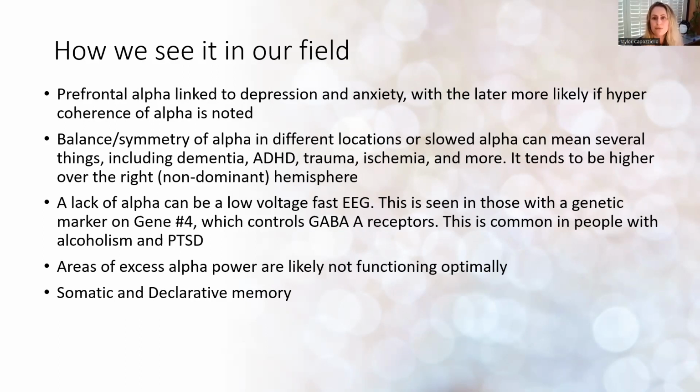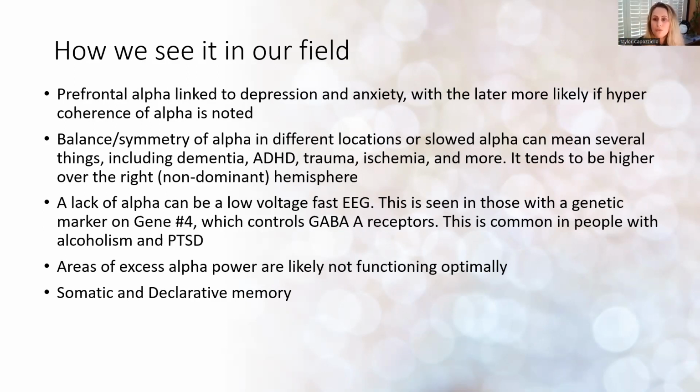We're going to see it prefrontal. It can be linked to depression or anxiety, with the latter more likely if hypercoherence of alpha is noted. Imbalance or asymmetry of alpha in different locations, or slowed alpha, can mean several things, including dementia, ADHD, trauma, ischemia, and so on. It tends to be higher over the right, the non-dominant hemisphere. Another pattern is when there isn't much alpha present, due to alpha being very fast or no alpha at all.